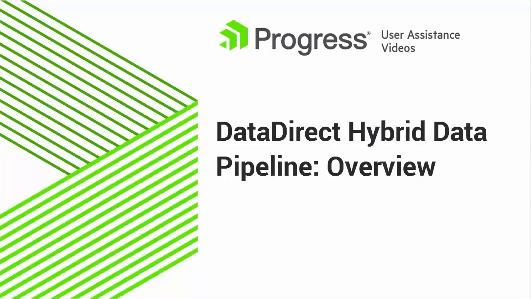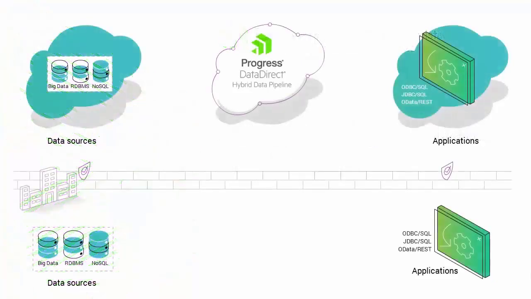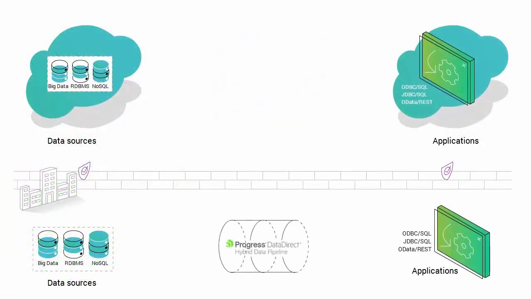Progress DataDirect Hybrid Data Pipeline is a lightweight data access platform that provides simple, secure access to your cloud and on-premise data sources or your business intelligence tools and applications. Flexibility and control are built in. You install your own version of Data Pipeline in the cloud or behind your firewall, then configure the pipeline so it works with the data sources and applications in your specific environment.